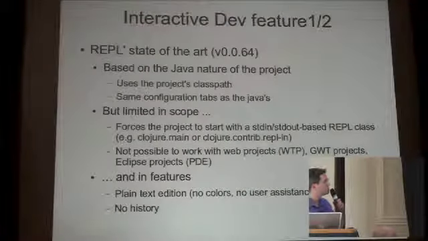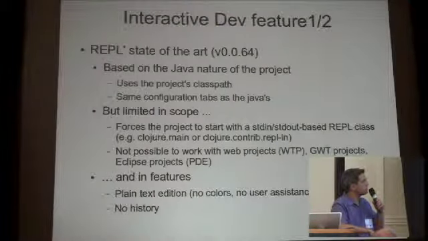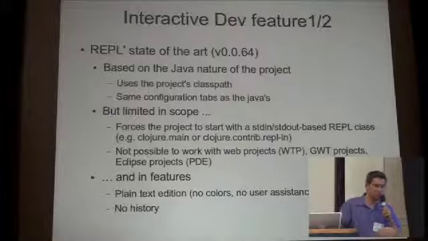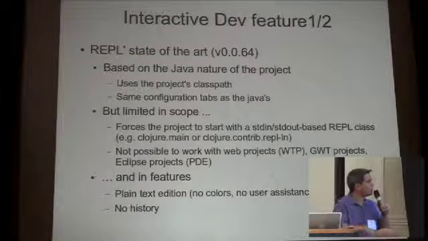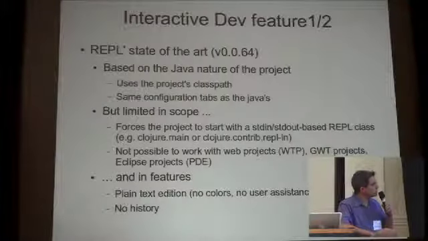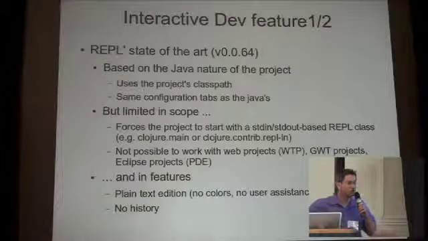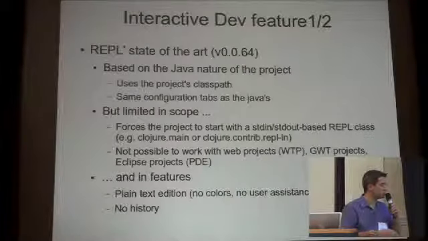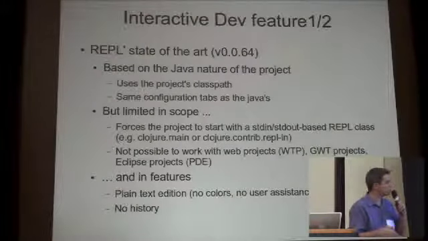Now something more interesting, it's about interactive dev features. So we already have a REPL, which currently is based on the Java nature. It's an enhancement of the Java nature. So the REPL is working with plain old Java projects pretty well. But it is somehow limited in scope because it forces a project to start with clojure.main or the contrib repl.ln library. So it injects a main class, which is a REPL class. So it's currently a severe limitation of the released Counterclockwise version.